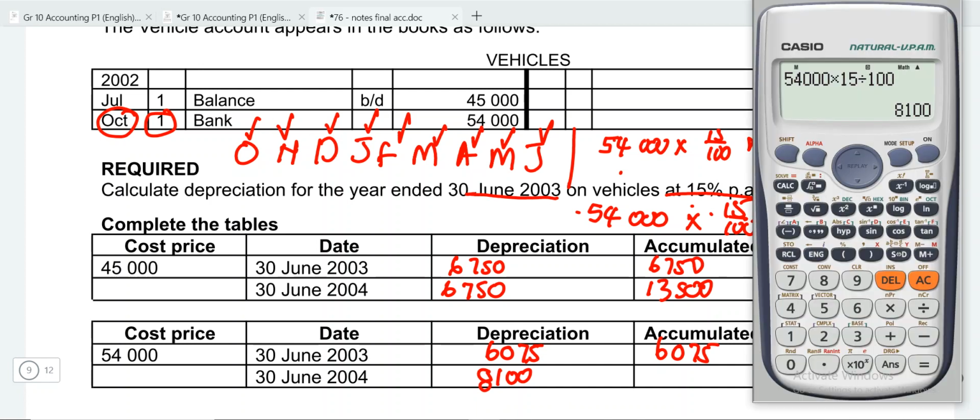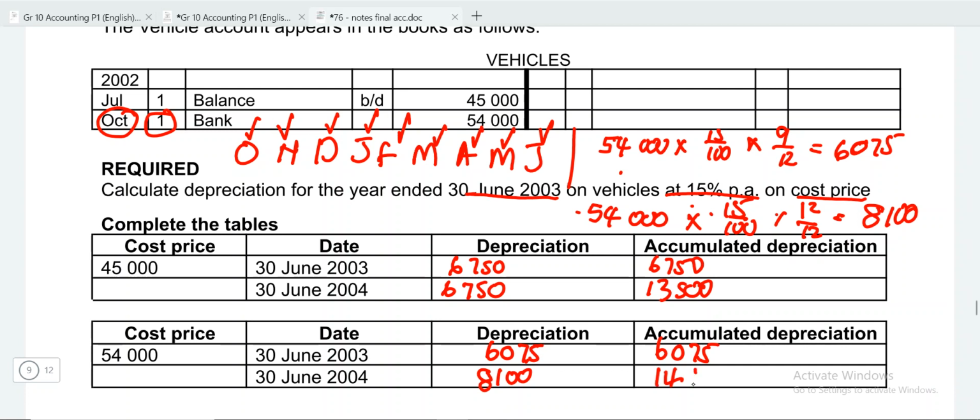So let's add this and this and see how much it gives us. 8,100 plus 6,075 is giving us 14,175. So this is how, guys, you deal with accumulated depreciation. The most important thing is that you must make sure that you understand your timeline. When necessary, draw it so that it will be easy for you to understand.